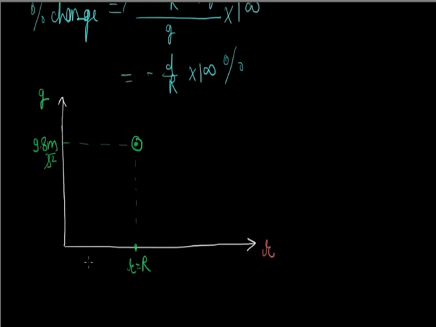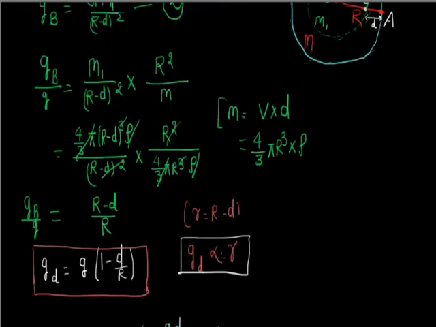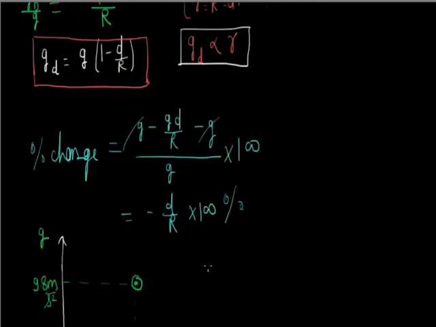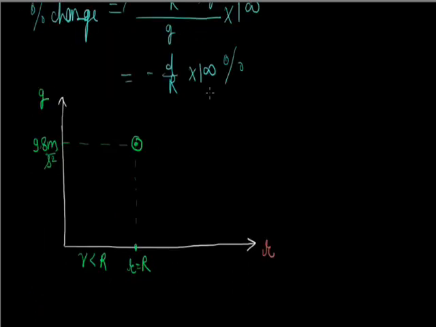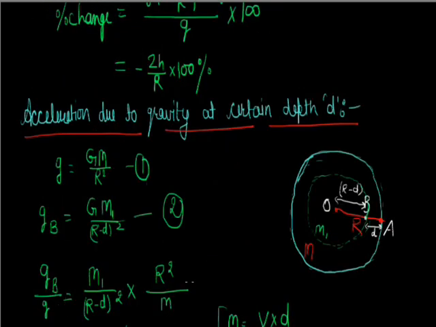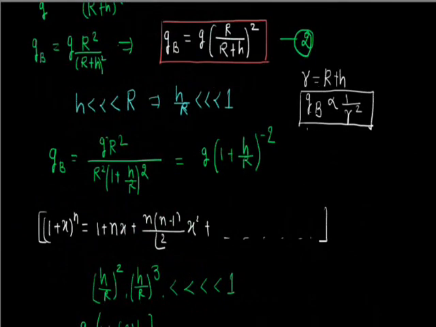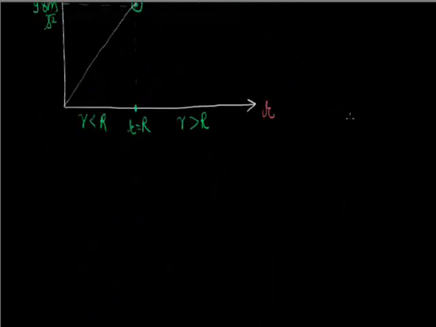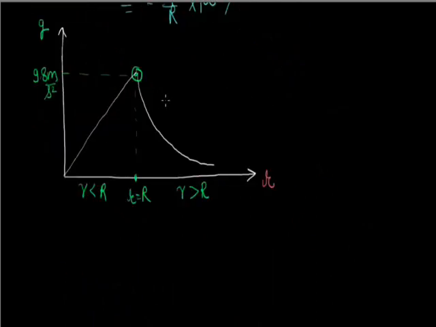Now when we go to a distance r less than R, meaning with depth, as r decreases, R minus d decreases, then g will decrease, and it is the dependence of g_d on r as power 1. So the shape of the graph will simply be a straight line, right? But when we plot the graph of g for distance greater than capital R, meaning at a certain height h, we have already calculated that g at any height h depends on R by R plus h inversely with power 2. So the shape of the graph will be like this, meaning 1 by r square.